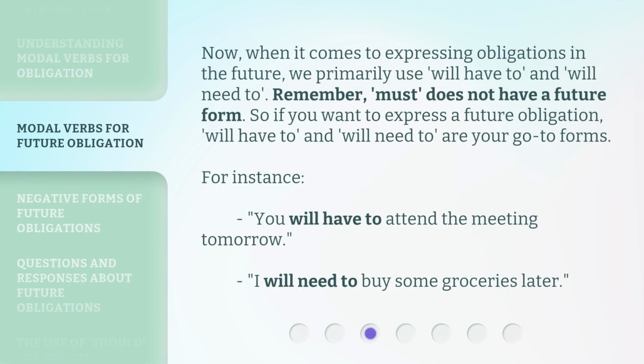Now, when it comes to expressing obligations in the future, we primarily use will have to and will need to. Remember, must does not have a future form. So if you want to express a future obligation, will have to and will need to are your go-to forms. For instance, you will have to attend the meeting tomorrow. I will need to buy some groceries later.